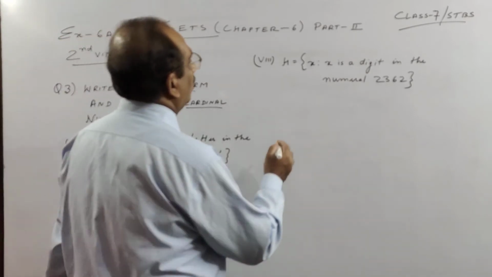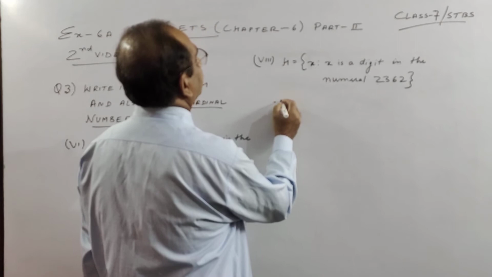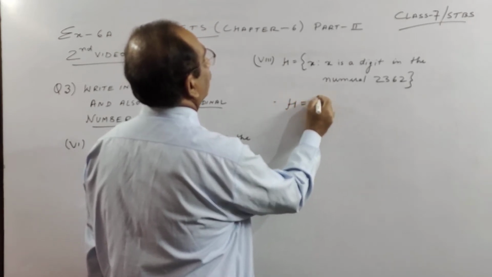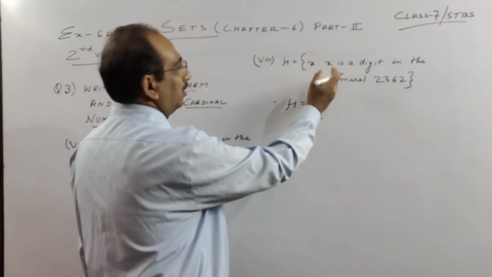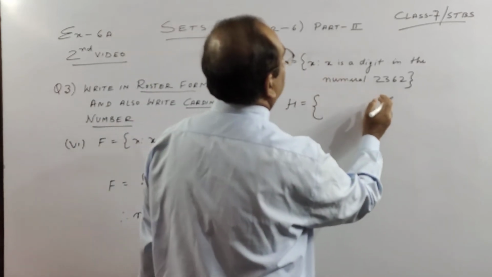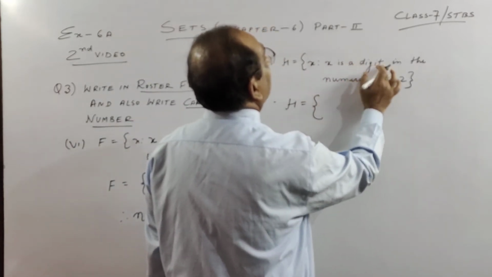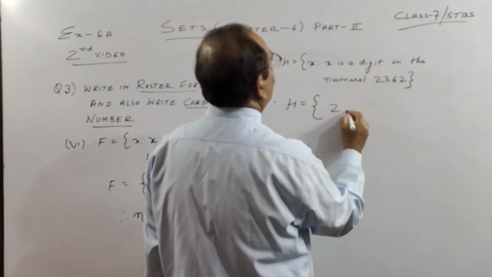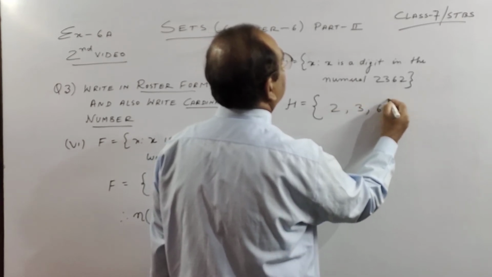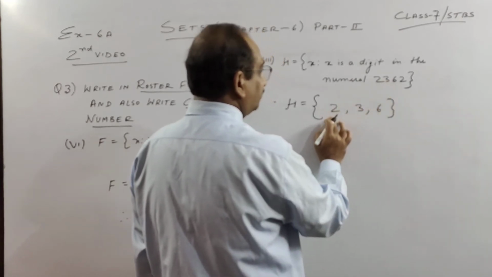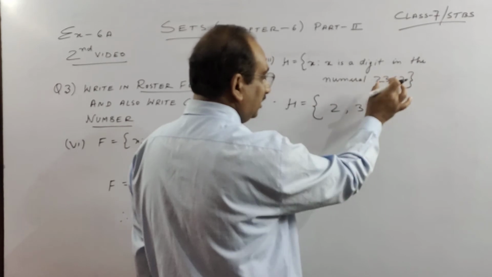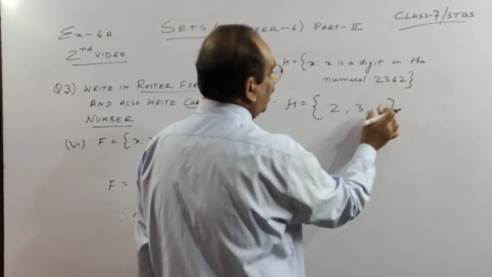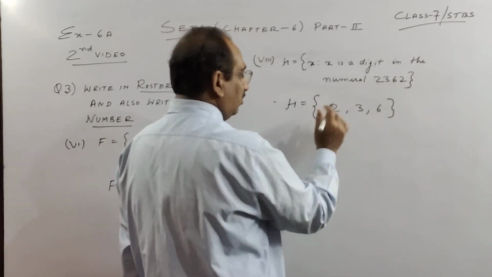Okay, now next H. In the same way, children, we are writing the set builder or description in roster form. H is the set of digits in the numeral 2, 3, 6. Two I wrote. What are the digits? They are all digit 3, 6 I wrote. 2 again I will not write, once only. So remember that.